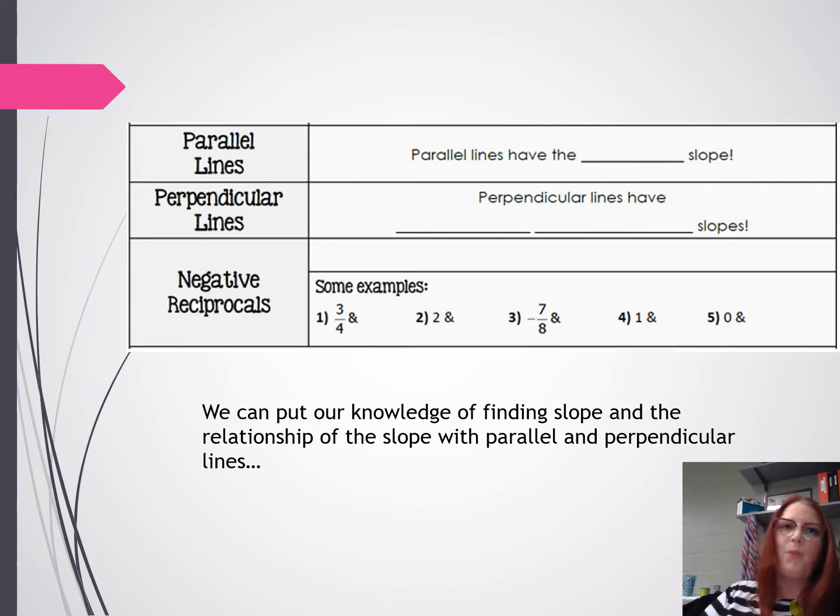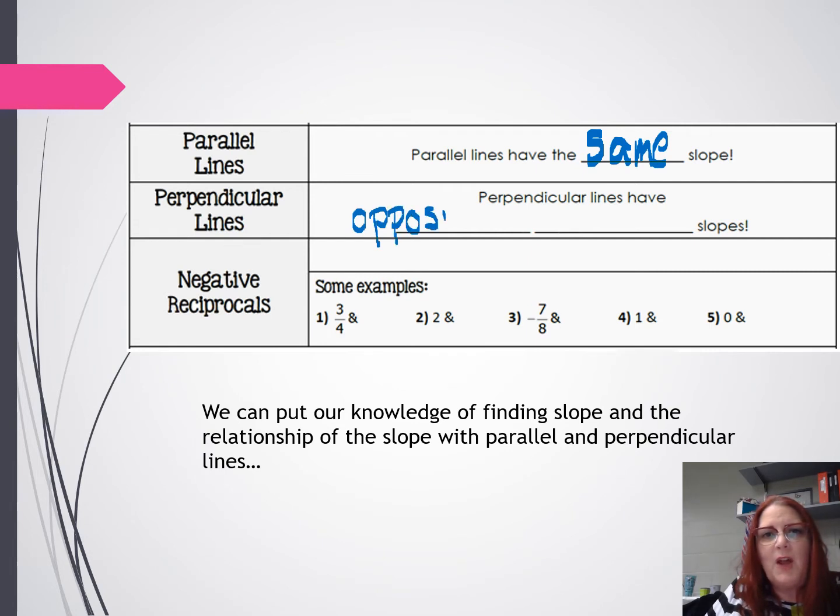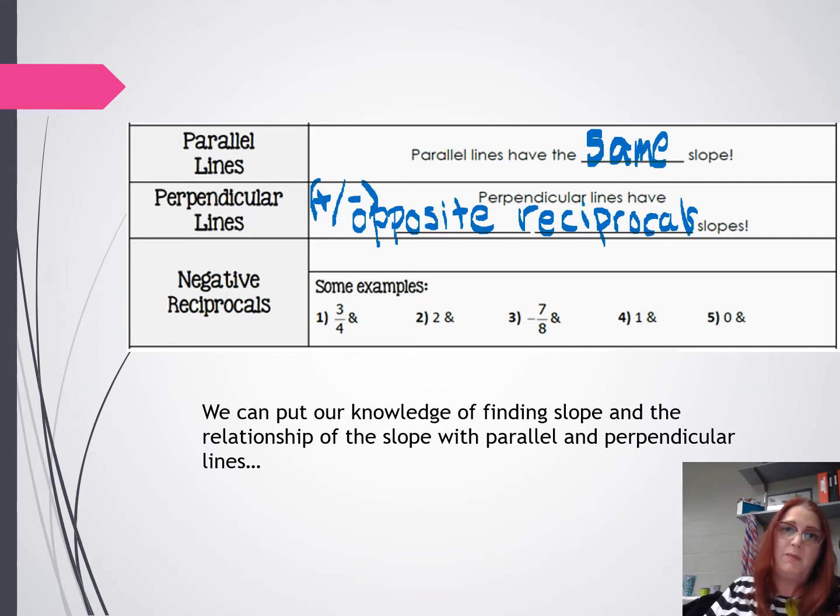So, are there relationships in the slopes in parallel and perpendicular lines? Well, of course there are. Parallel lines have the same slope. Perpendicular lines are going to have negative reciprocals. I like to say opposite; these notes like to say negative, but opposite reciprocals. Opposite means I'm going to change plus or minus. If it's minus, I'm going to make it plus. If it's positive, I'm going to make it negative. Reciprocals means I'm going to flip it.